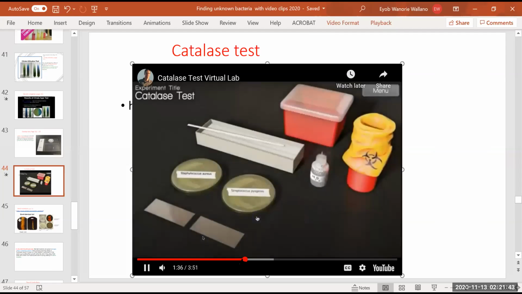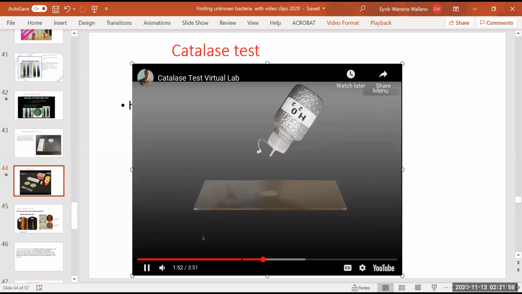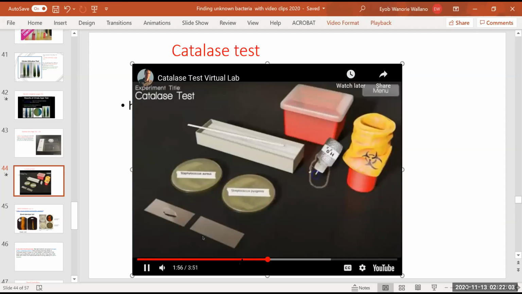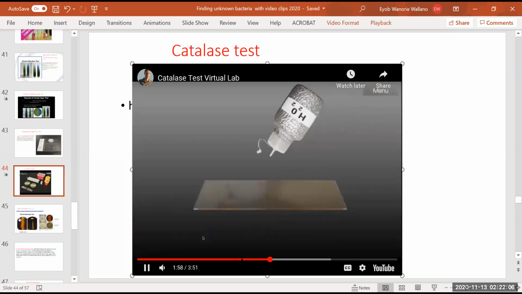All right, let's get started. Look now here. Here's our setup. You can see we've got all the different components we talked about. So the first thing we needed to do, remember, is add hydrogen peroxide to our slides. So there's the first one. Here's the second one.